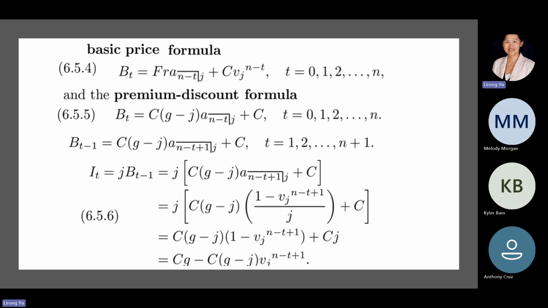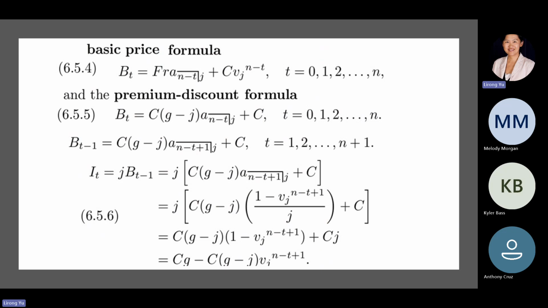We apply the same formula to calculate the book value. So the top one, 6.5.4, is giving us the book value formula using the basic price formula. With the premium discount formula, you can calculate the same thing. In 6.4, we have P equal to C times G minus i times a angle N plus C. But now we can do the same for the book value at any given time.